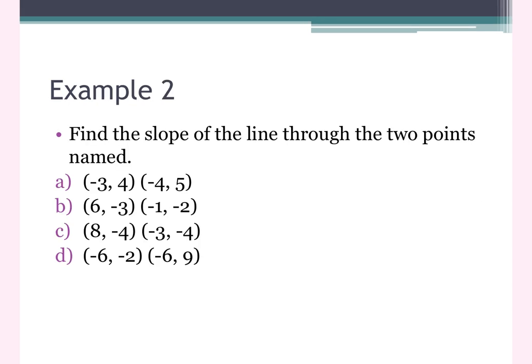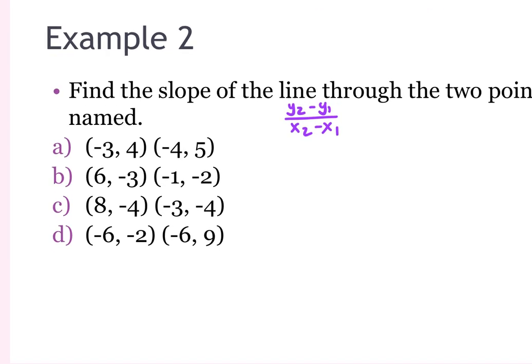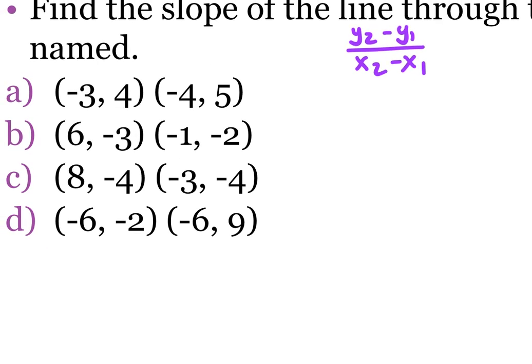Example 2, find the slope of the line through the 2 points named. So for each of these, we're going to do y2 minus y1 over x2 minus x1. Looking at A first. So these could be our x1, y1s, and this could be our x2, y2s. So 5 minus 4 over -4 minus a -3, which becomes plus. And I get 1 over -1, and that's -1.